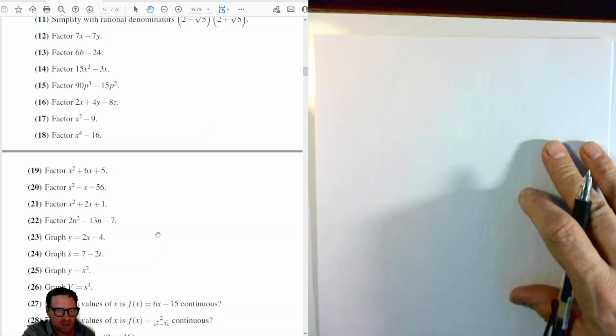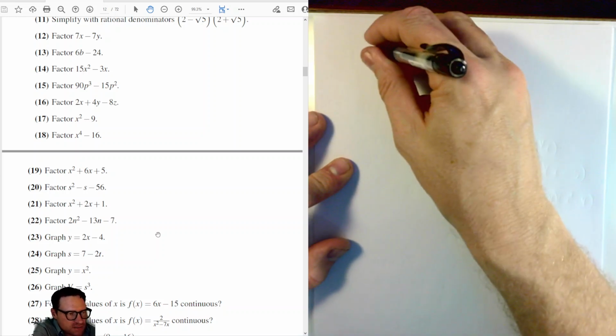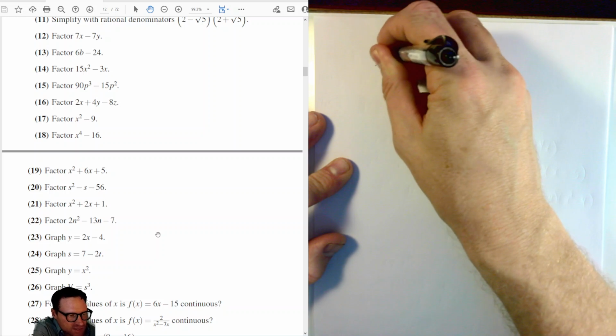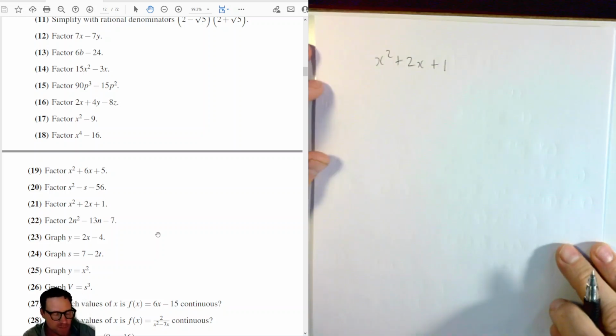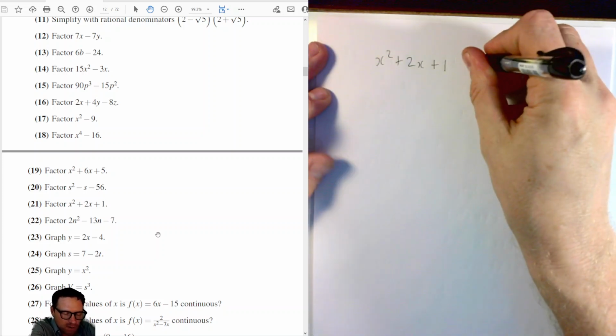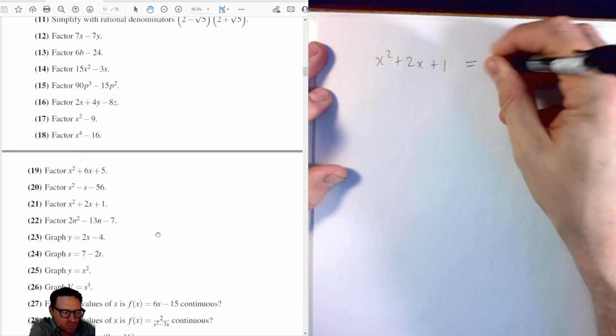Question 21. Factorize x squared plus 2x plus 1. Now you should just remember that this is a perfect square. It's x plus 1 all squared.